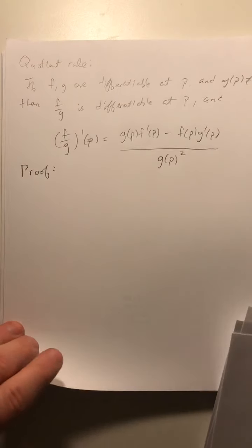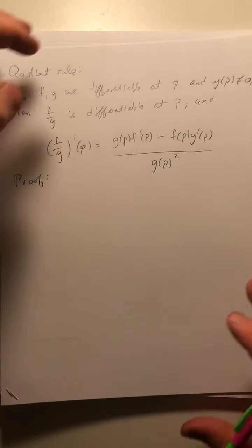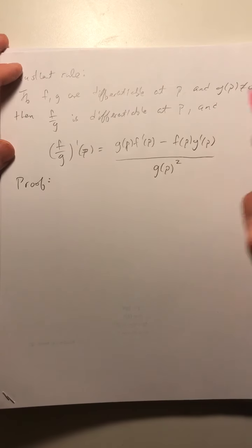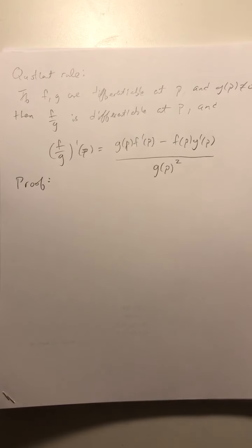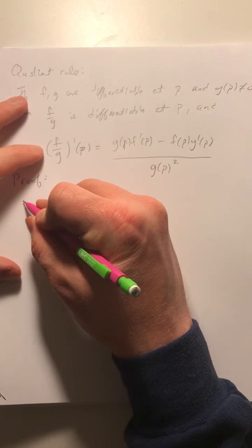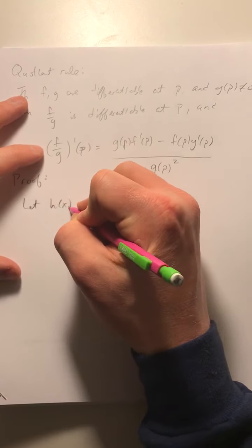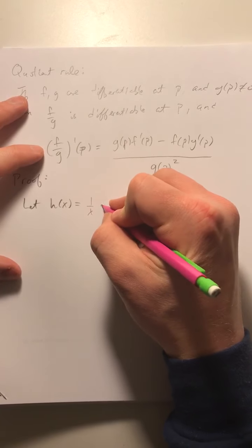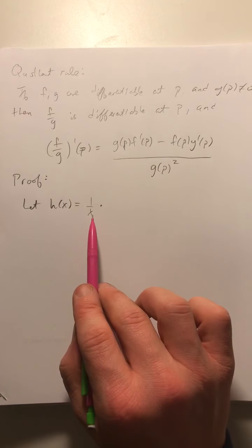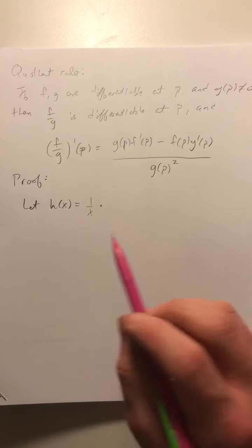So one last thing, I have it written here somewhere. Quotient rule. Okay? So if f and g are differentiable at p, and if g is not 0 at p, then the quotient, f over g, is differentiable at p, and the derivative of the quotient is given by the usual quotient rule formula. Right? So, for the proof, I'm going to say let h of x be equal to 1 over x. Now, we proved on our previous page that this is a differentiable function at any non-zero value of x.